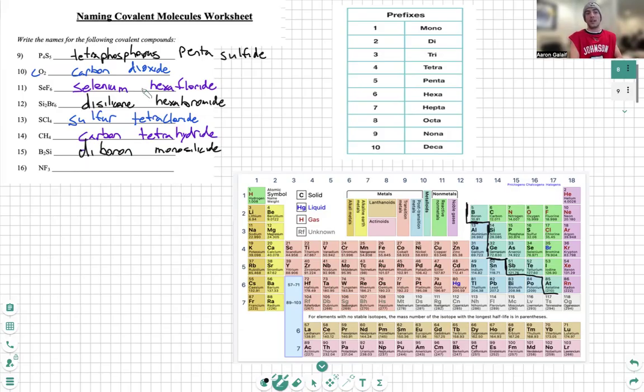Beautiful. And then the last one, we have nitrogen fluoride. Well, nitrogen and fluorine. So we're going to have nitrogen trifluoride. So pretty simple stuff. The prefixes are pretty much the key to writing the names and the formulas for covalent bonds.